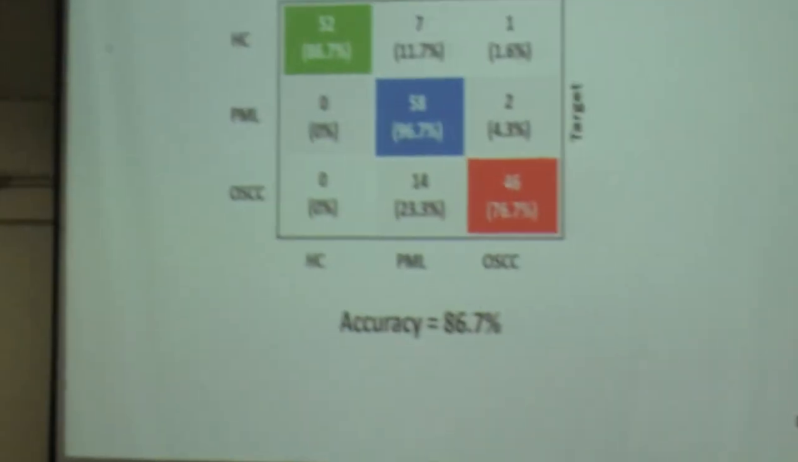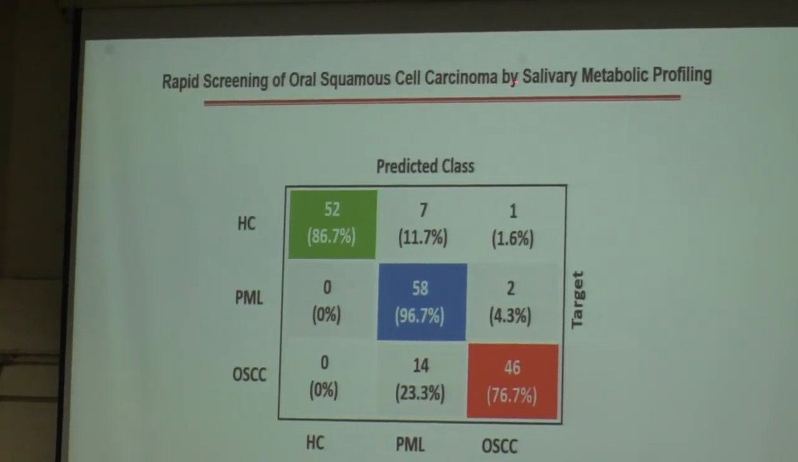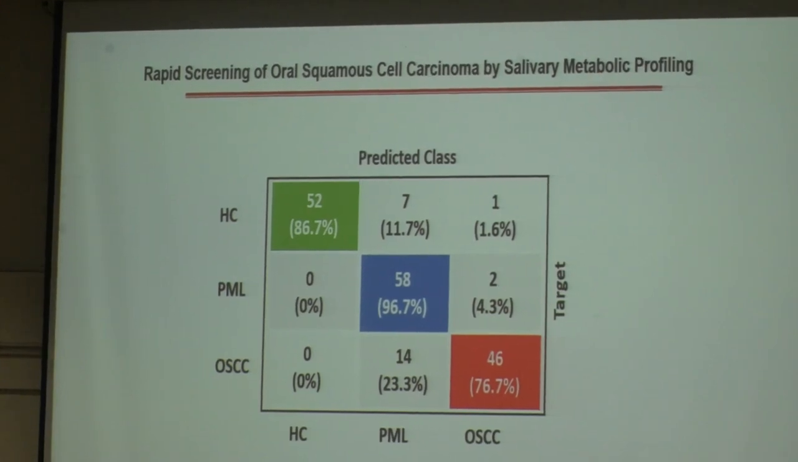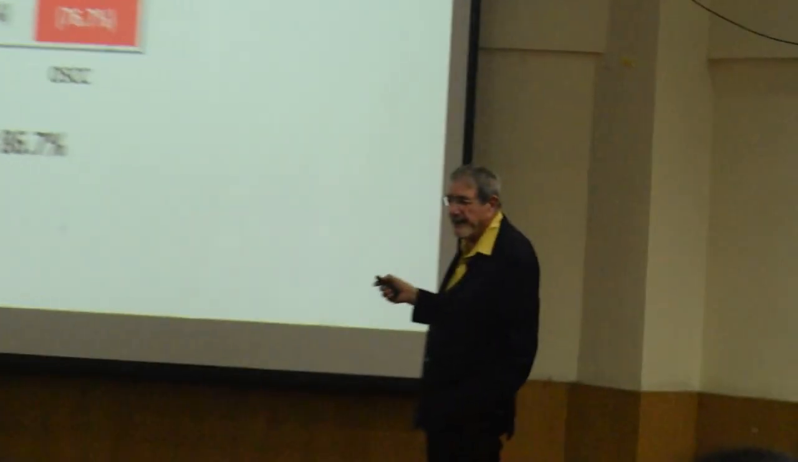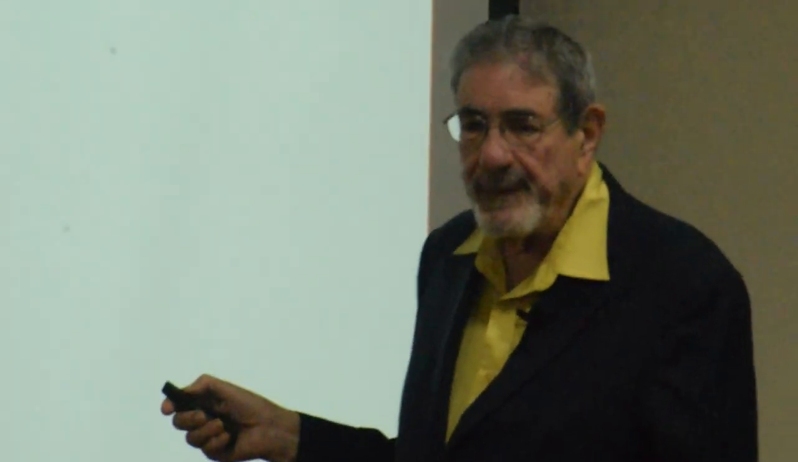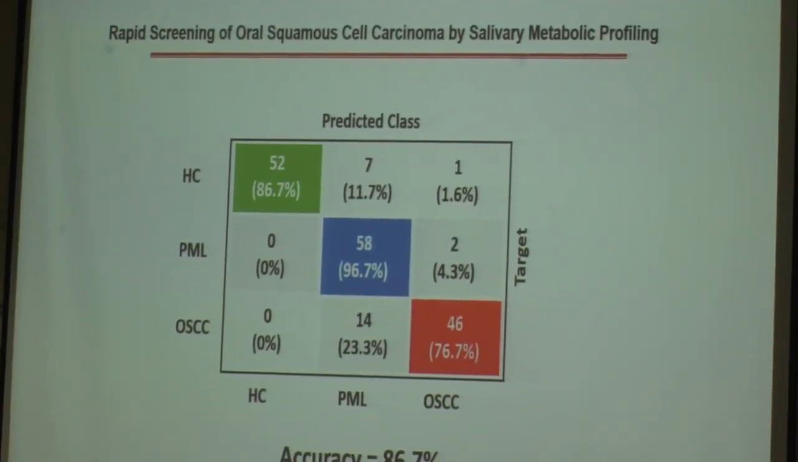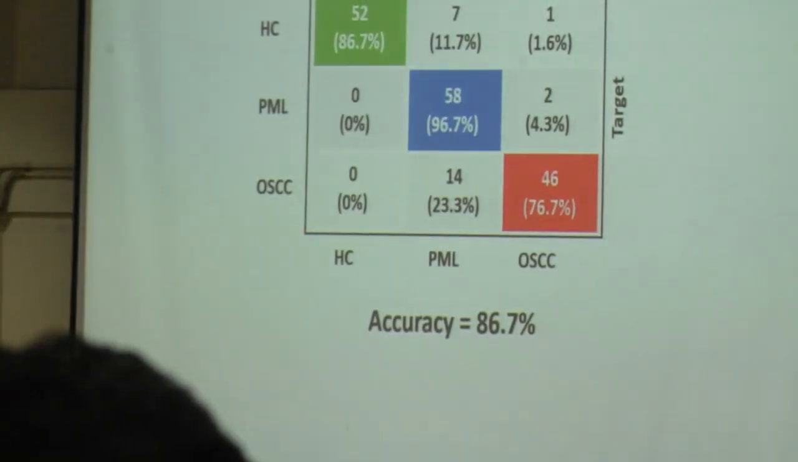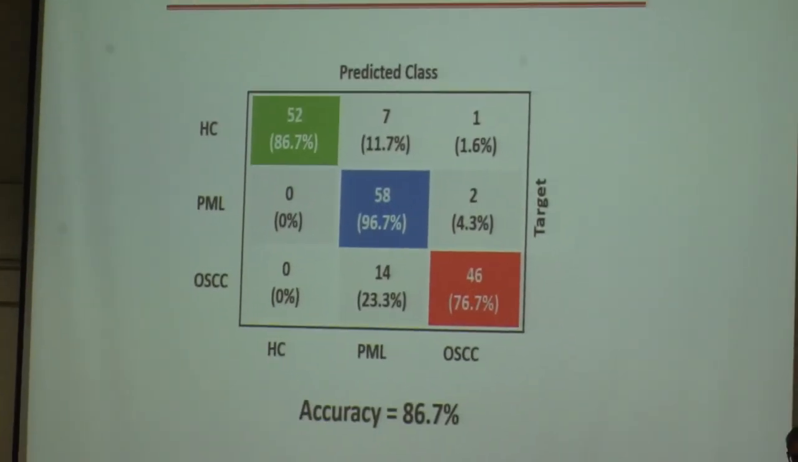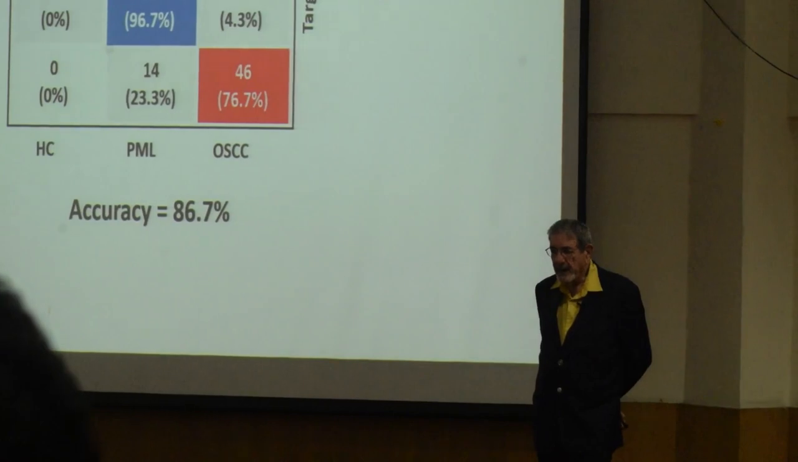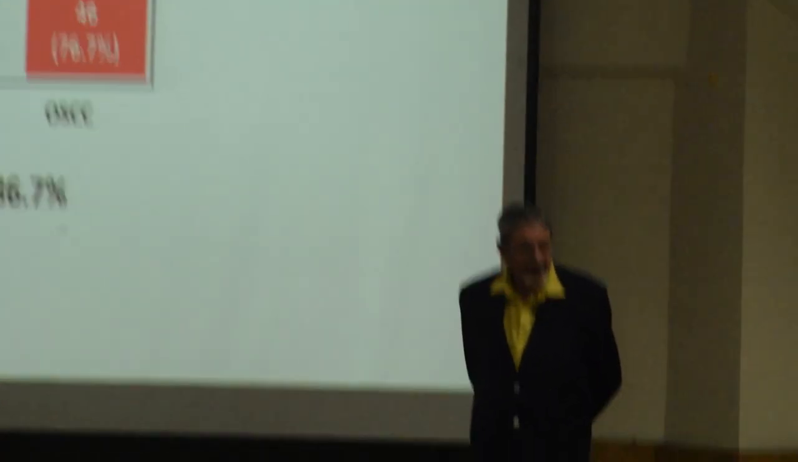Now, I've defined the terms, and I want to tell you about rapid screening of oral squamous cell carcinoma by looking at spit, okay? By looking at the various lipids and metabolites that are found in spit. And here's what we see. It's showing you an accuracy of about 87%. Now, it's not perfect, but it's pretty good. Okay? What it's doing. But I like that. That means about 1 in 10 makes a mistake, okay, of some sort.